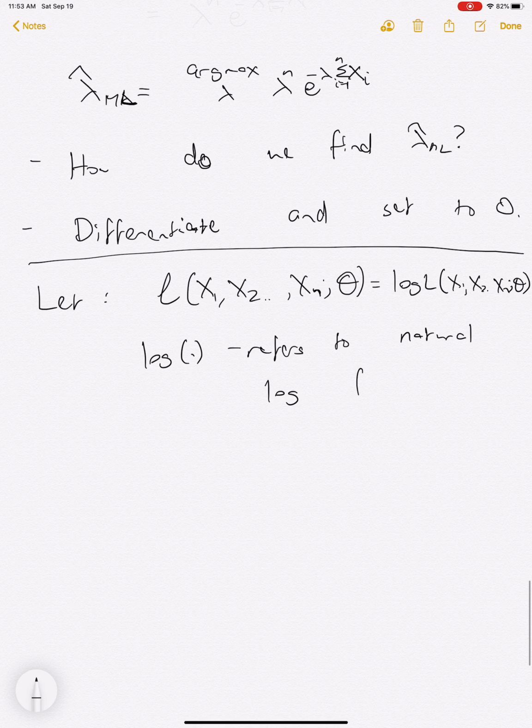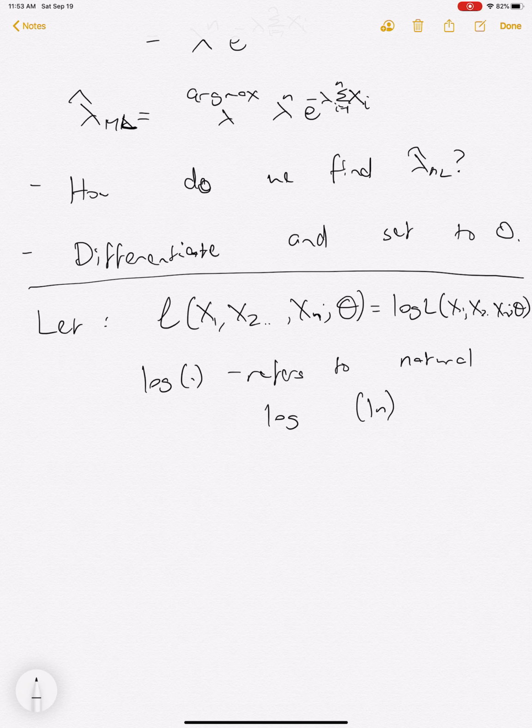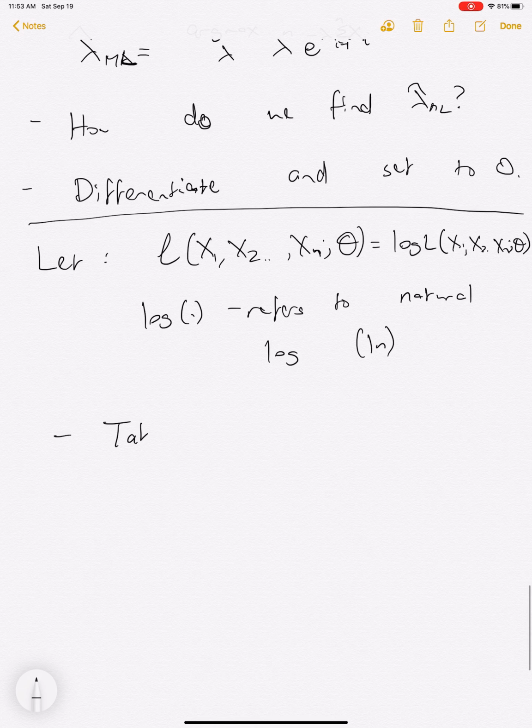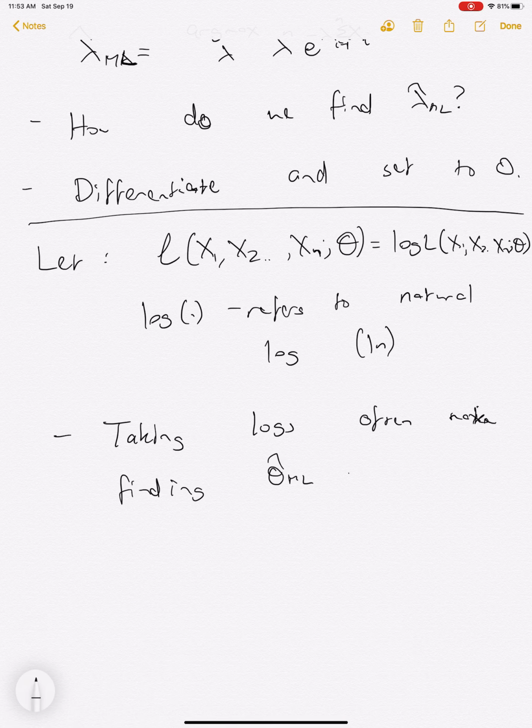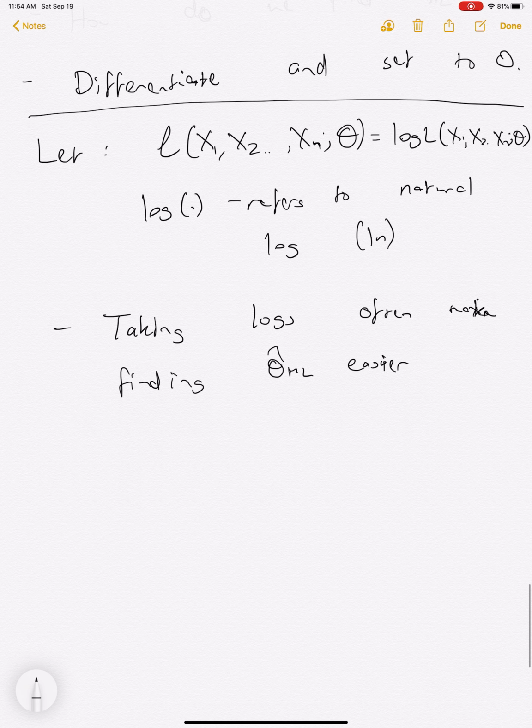Some of you might see this as ln for natural log, but sometimes it's referred to as log, so I'll just use that notation. Okay, so why is this useful? You can try this a few times, but taking logs often makes finding theta hat ML much easier. This log function has very nice properties, as we will see shortly.